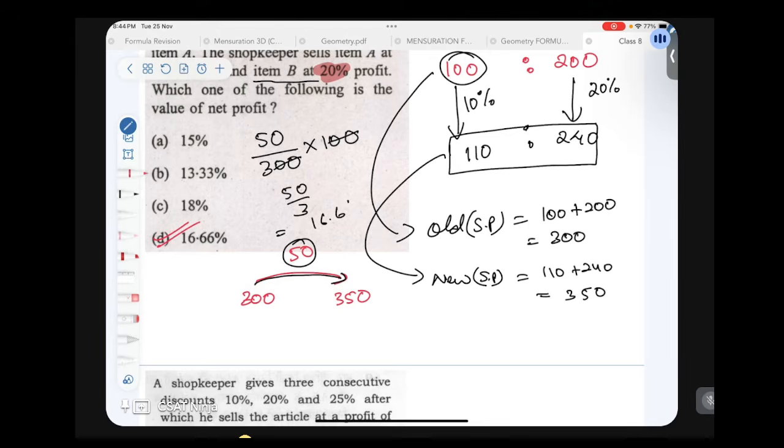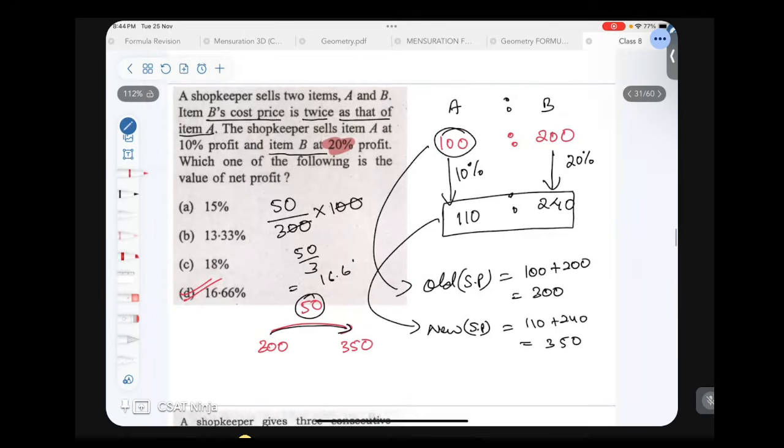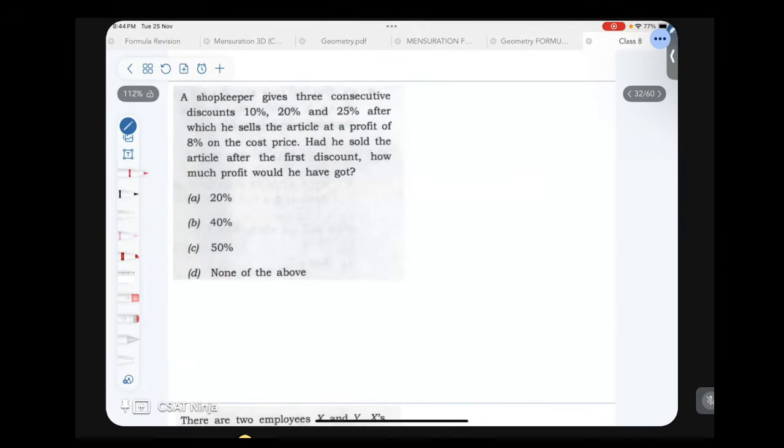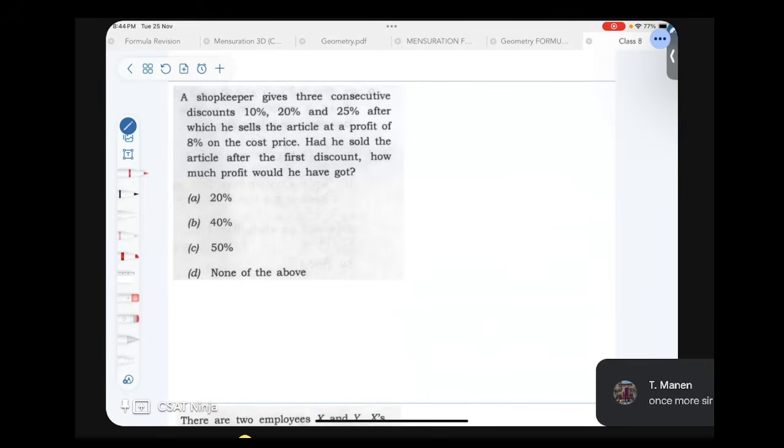I hope we are clear with this. It's a very good question. Clear? Shall we move on to the next? Okay. The next question is this. Similar type of question: a shopkeeper keeps.